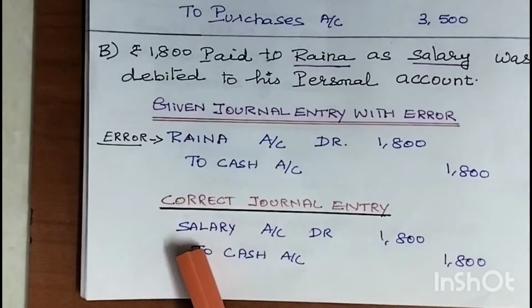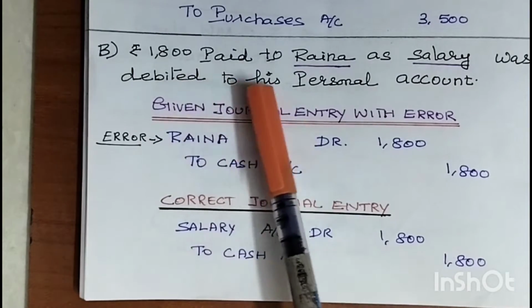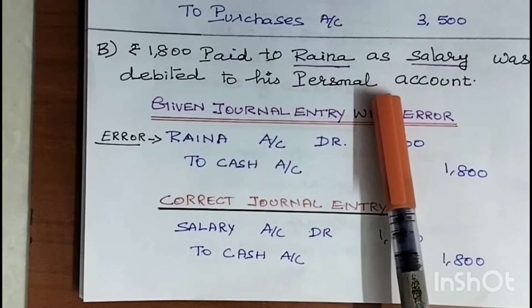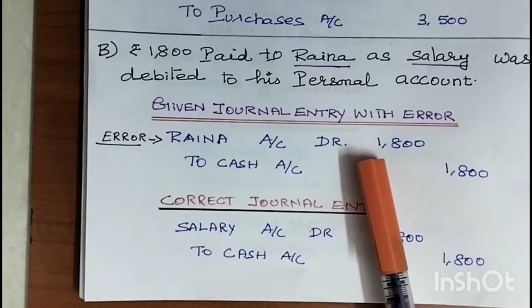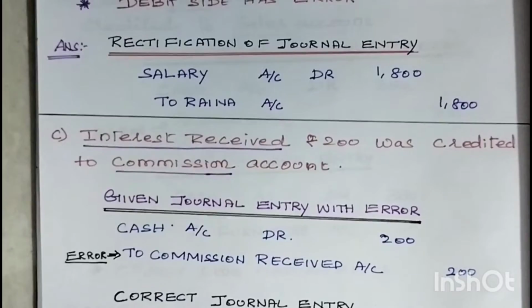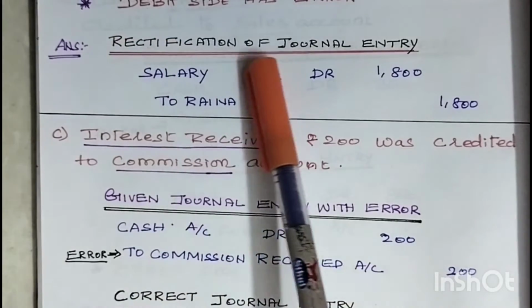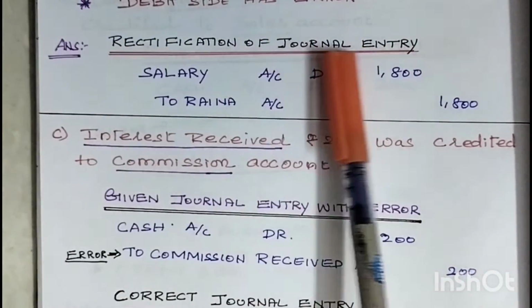Instead of salary account, they debited Rahina account. They debited Rahina's personal account. His personal account is to be debited. So which side has the error? Debit side has the error. Okay. Now we find the error. So debit side has the error. So what is the rectification of the journal entry? This is the answer.